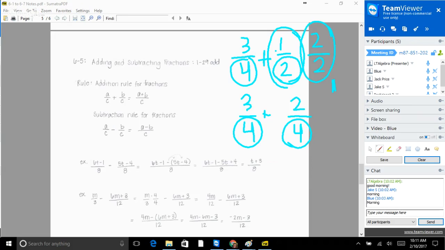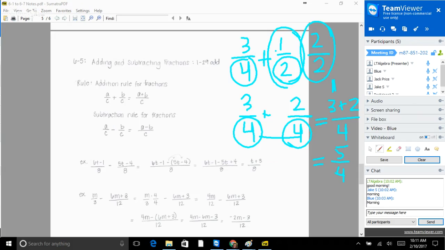And when you add fractions, you add the top. So we're going to do 3 plus 2, but the denominator stays the same. The denominator stays 4, whatever it was before. So we'll end up with 5/4 or 1 1/4.